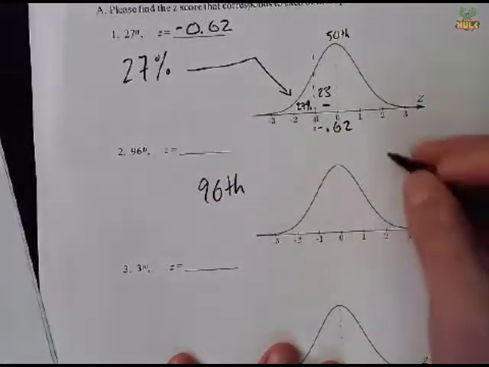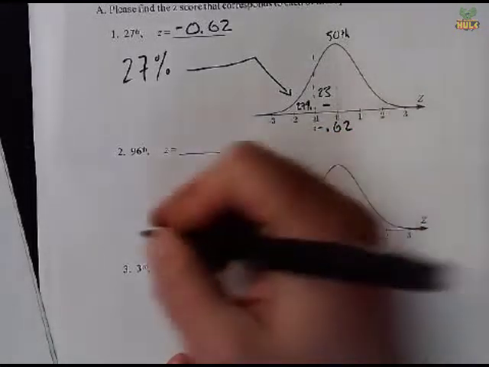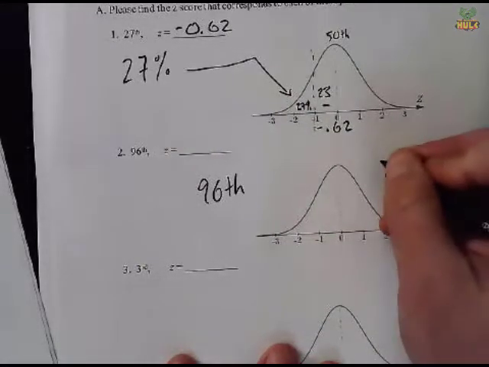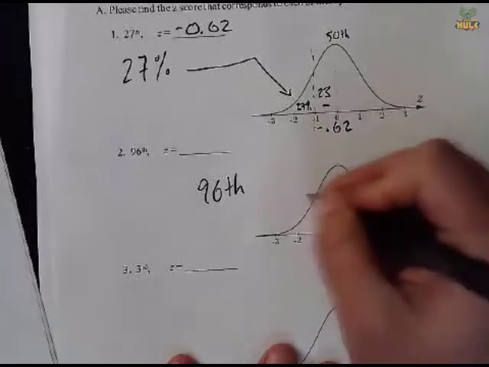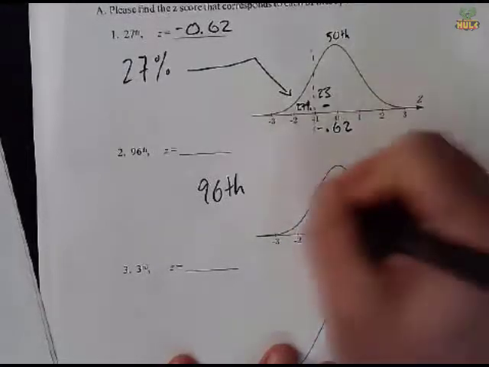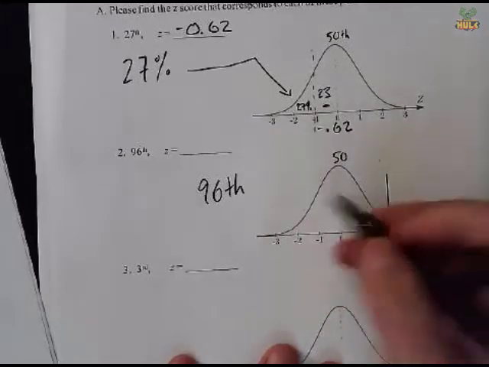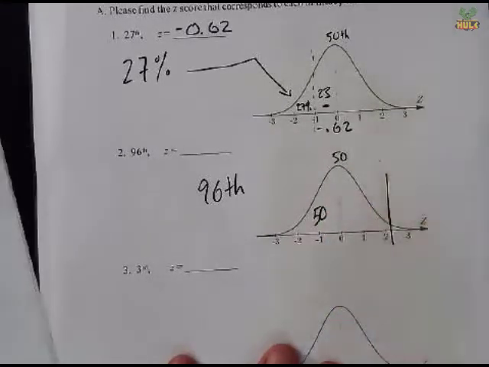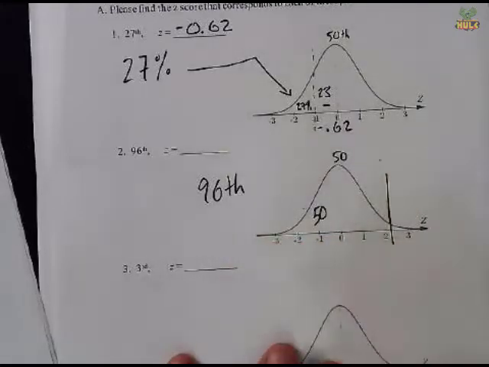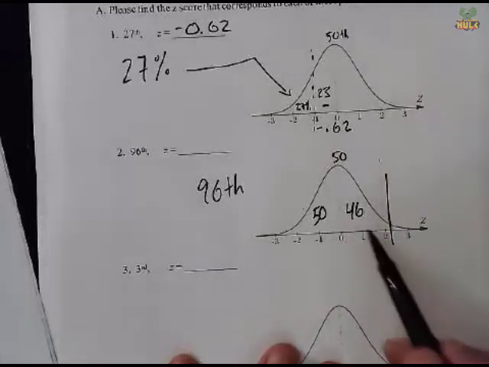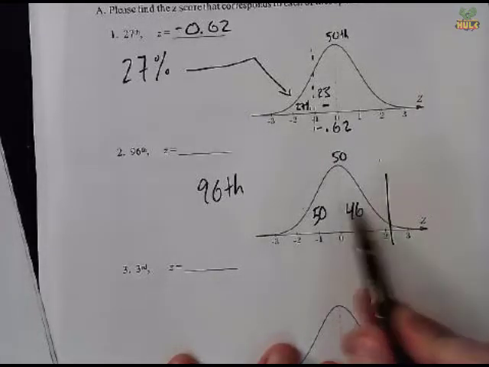Okay, next problem. This one asks for the 96th percentile, which means it's going to be way over here because 96% of the scores fall at or below that. So again, I'm just going to arbitrarily draw one over here and say this is the 96th percentile, which means 96% is this entire section. We know this is the 50 mark, so this half of the distribution is 50%, which means this 96 is made up of this 50 and this 46. That 46 is the percentage between the mean and the z-score, so we look to our table for the score that corresponds to 46.